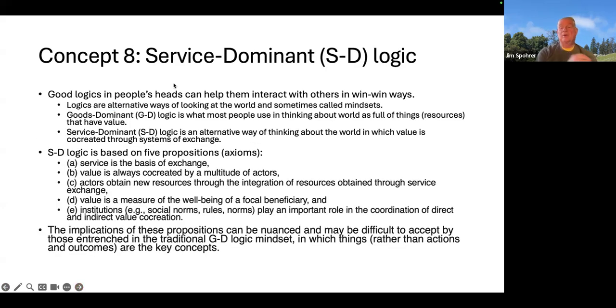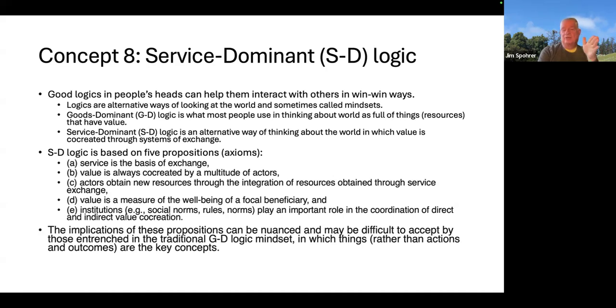Now, concept 8 is service dominant logic. Steve Vargo and Bob Lusch created the service dominant logic for marketing, and it's good logics in people's heads can help them interact with others in win-win ways. I know that's kind of complex, but basically how you think about the world matters. So logics are these alternative ways of looking at the world, and they're sometimes called mindsets.